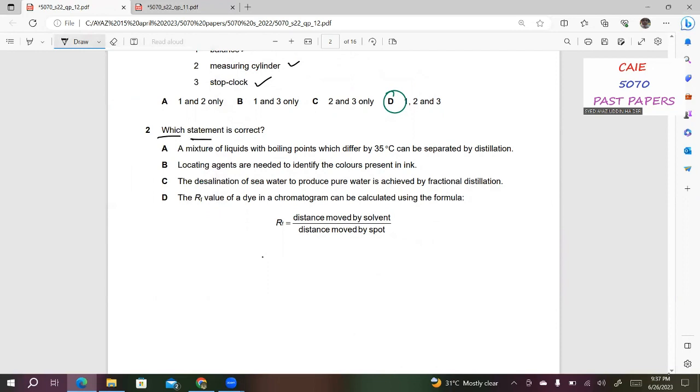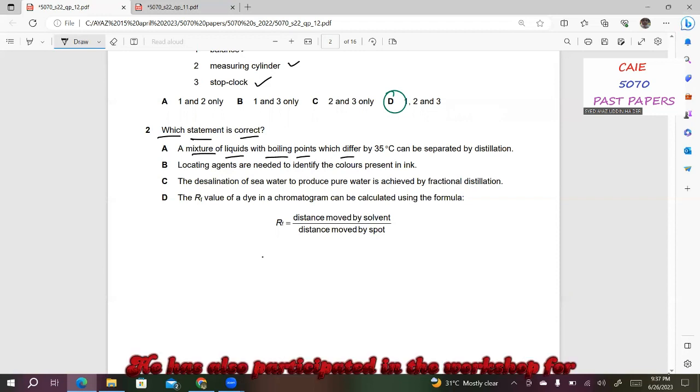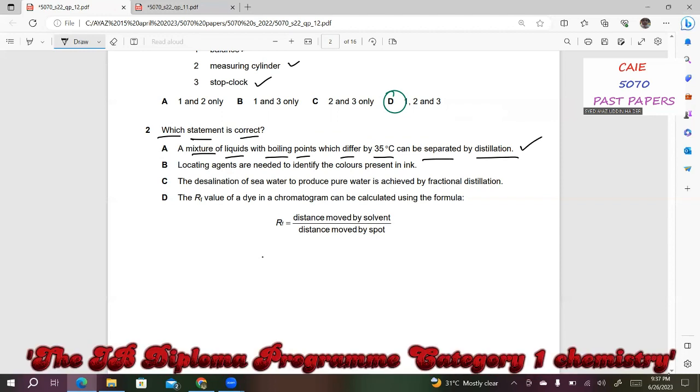Number two, which statement is correct? A, a mixture of liquids with boiling points which differ by 35 degrees centigrade can be separated by distillation. This is the correct statement. You can separate the liquids with a boiling point difference of this. They can be separated by distillation. B, locating agents are needed to identify the colors present in ink. In order to check the colors present in the ink, we need chromatography, but locating agent is not needed. Locating agent is needed only for colorless substances.